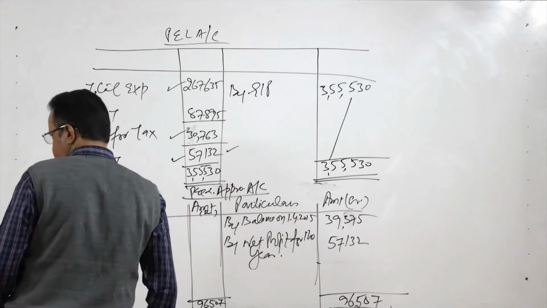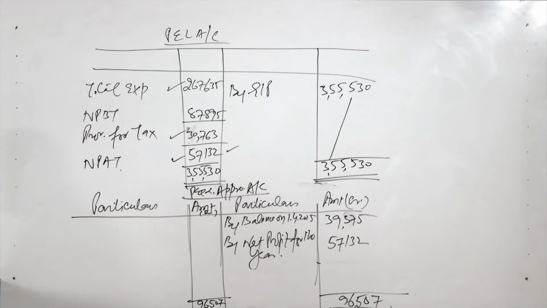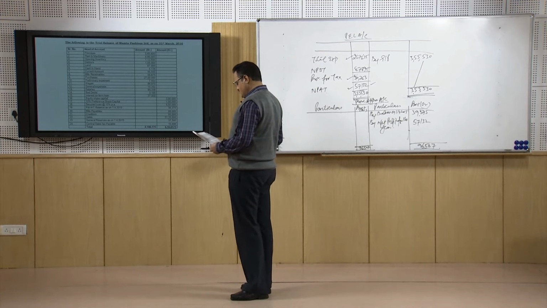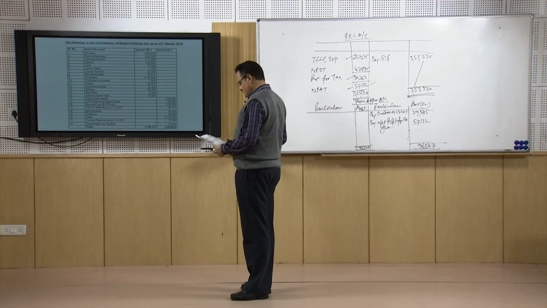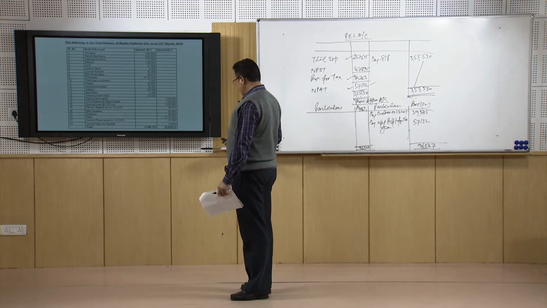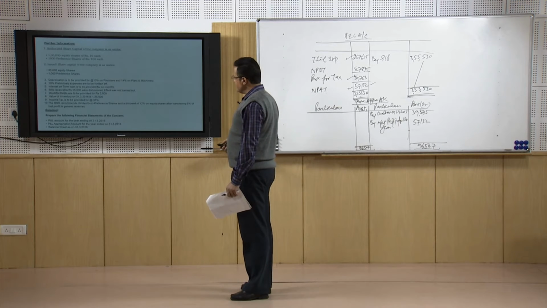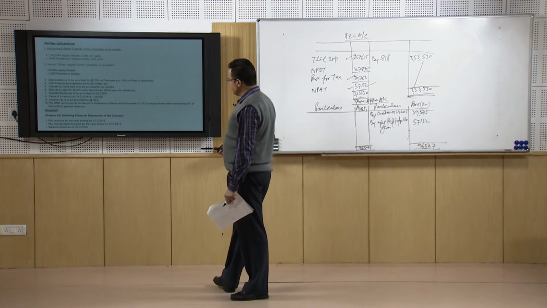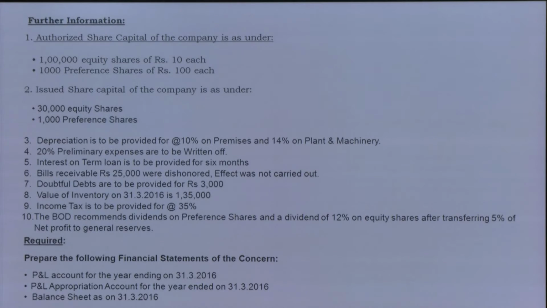Now we have to make the provisions. Let us look at that. What are the provisions? The general reserve balance is also given to us, so we will have to take this into account, and we will be transferring it to the balance sheet. What are the provisions required to be given? Depreciation, preliminary expenses, interest, bills receivable, doubtful debts, value of inventory; income tax to provide we have done.